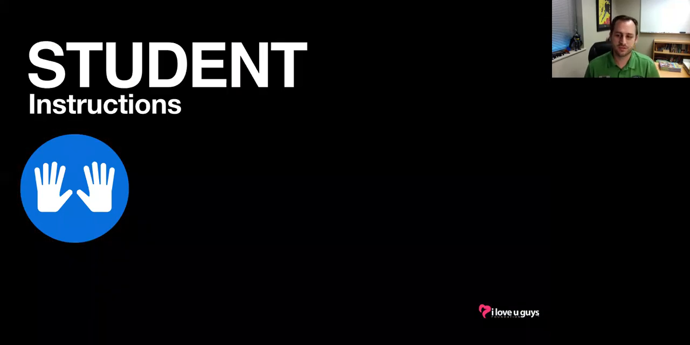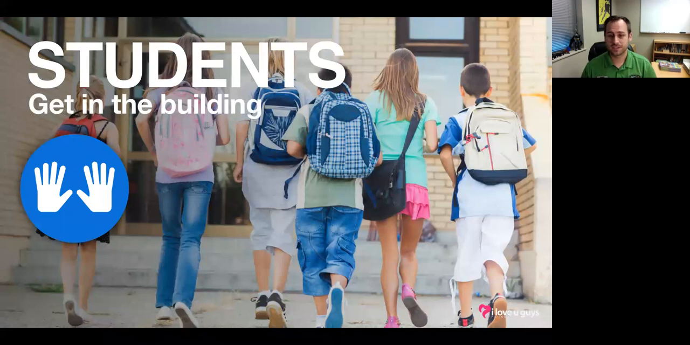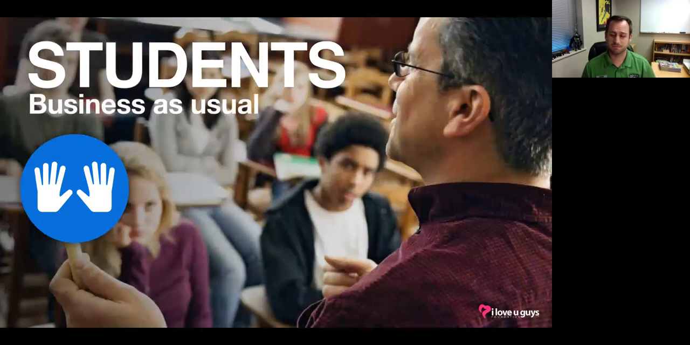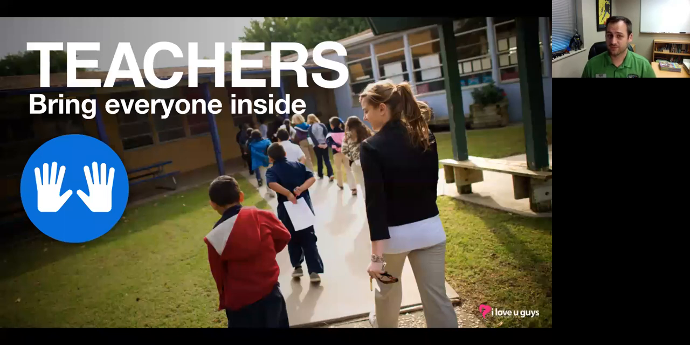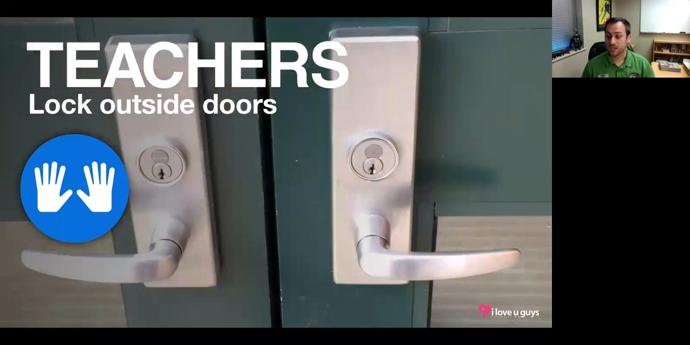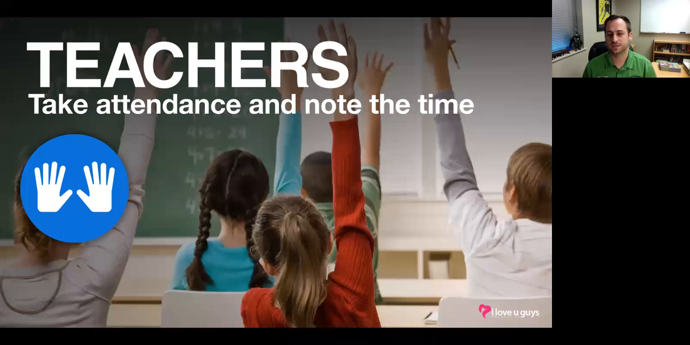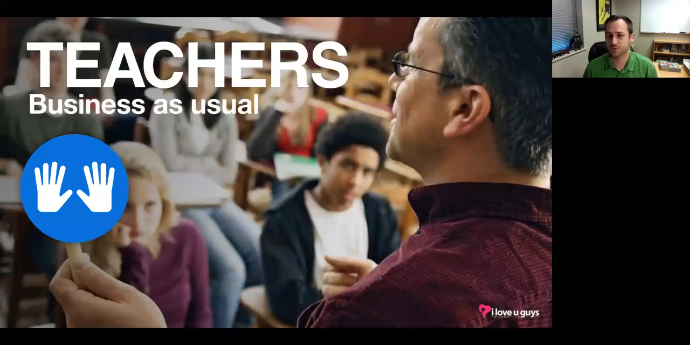So what are the students to do? Students are to get inside of the building. They are to not let anyone in or out of the building, and they are supposed to just business as usual. Teachers should bring everyone inside. If we have some kiddos out on the playground or in another area, they are to lock the door or at least close the outside doors. Our staff and security team are responsible for locking those doors, since our volunteers, of course, will not have any keys on them. We're asking teachers to just increase their situational awareness, take attendance and note the time, but then also it's business as usual for you guys.